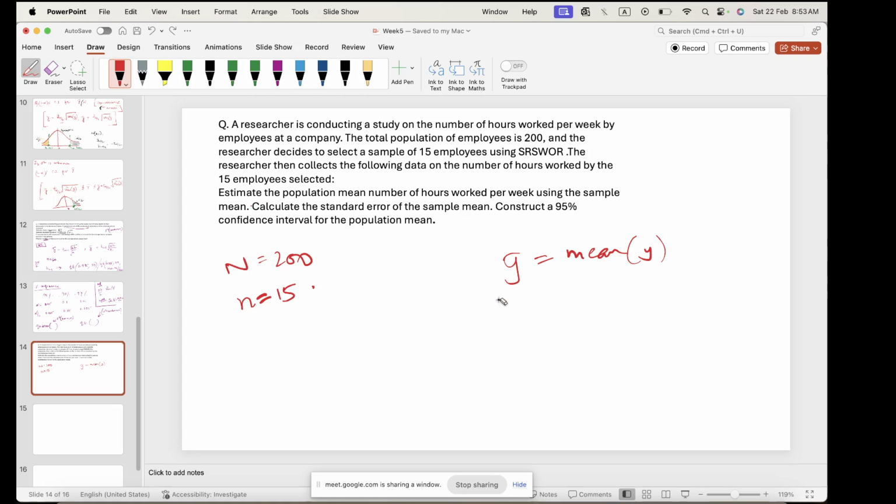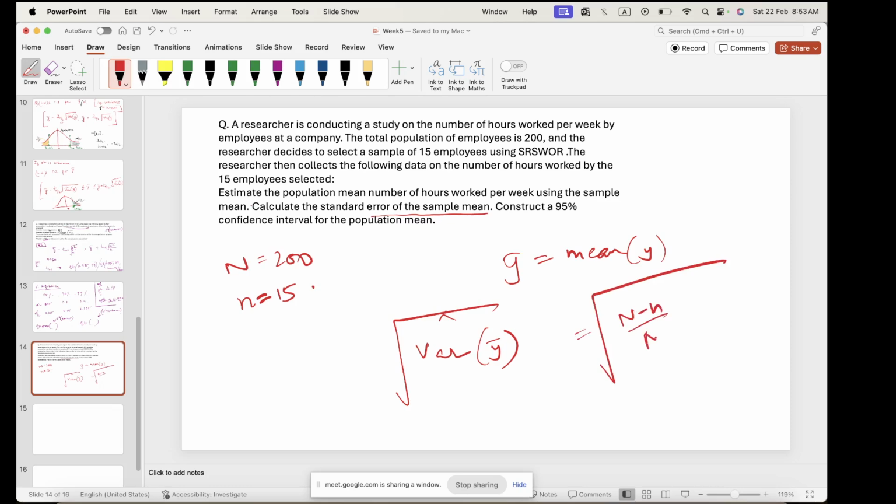Done. And now, this is the mean of y. Calculate the standard error of sample mean. So standard error of sample mean is actually the square root of variance hat y bar. So this will be square root of capital N minus n by capital N n times s square. Okay, s square, how will I get? S square I'll get with variance of y.